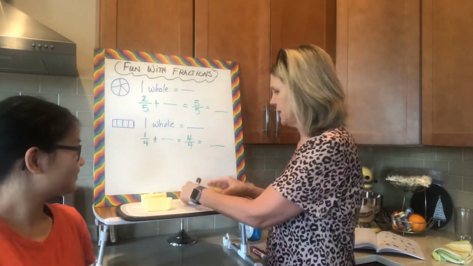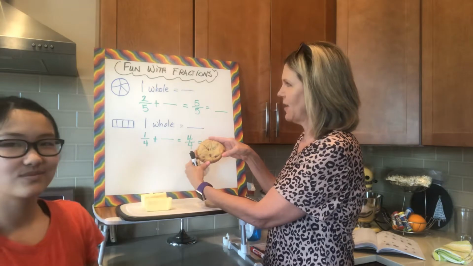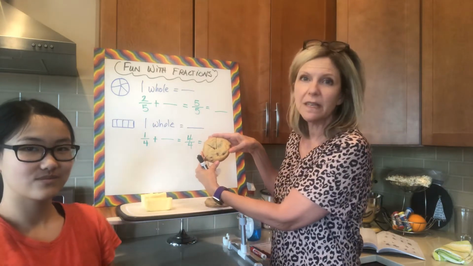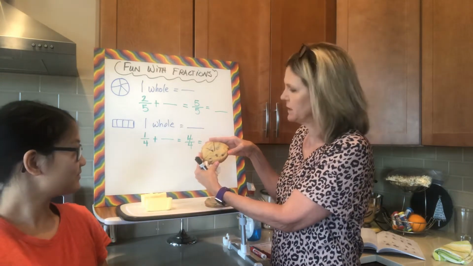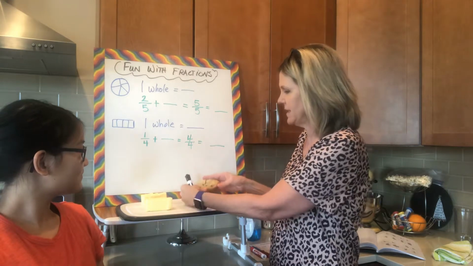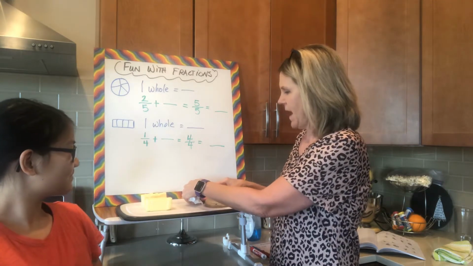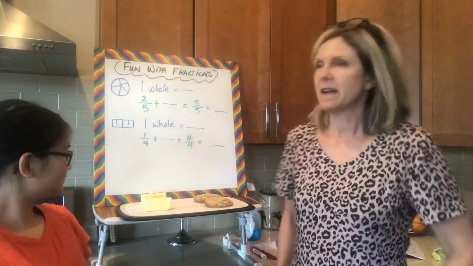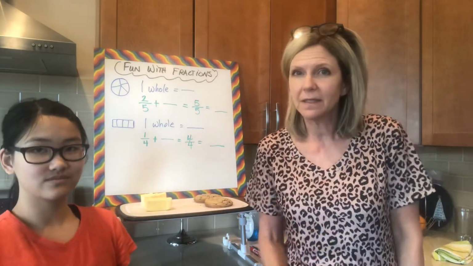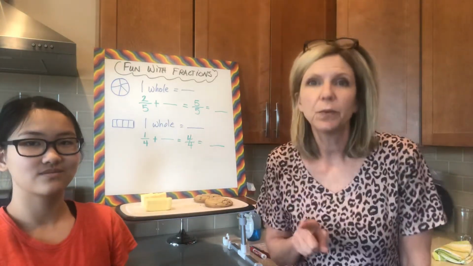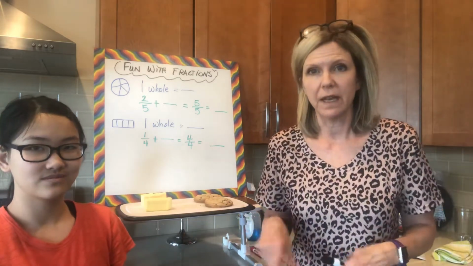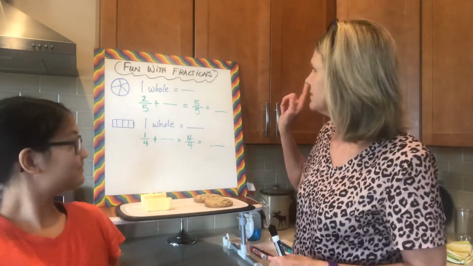Remember we had our cookie last week, we divided it. That's our denominator, is how many pieces it's divided into. And this one was divided into 5 pieces. All right? And we had butter, and we divided that into 8 pieces, I believe. So we're going to do a quick review before we move on with our next step in fractions.